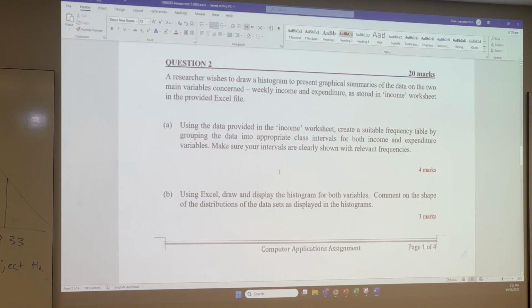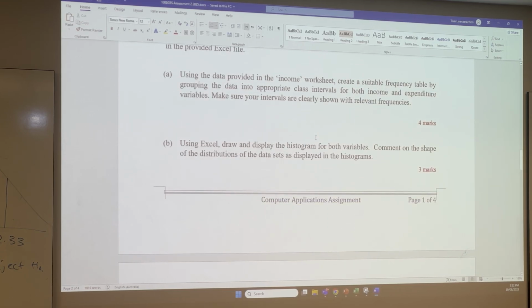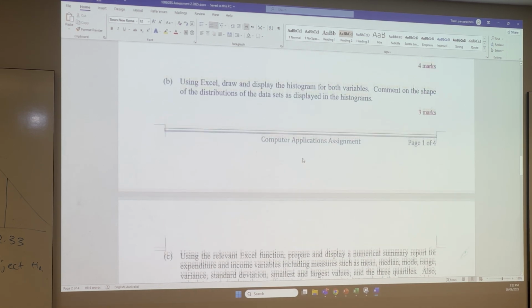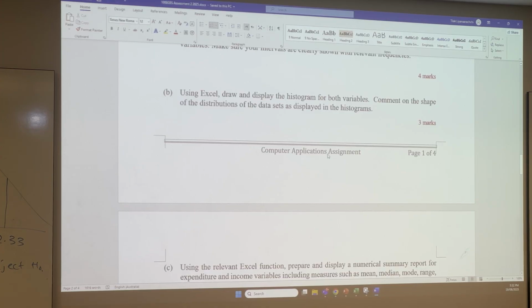Question number A, income database is provided. So you need to create a frequency table. You need to decide how many classes, what is the width. You can't have very large numbers, you can't have very small numbers. So decide what is the right amount and explain why. And then you draw a histogram. Week 5 we did that. And look at it and say what type of histogram it is, normal distribution, symmetric or not.